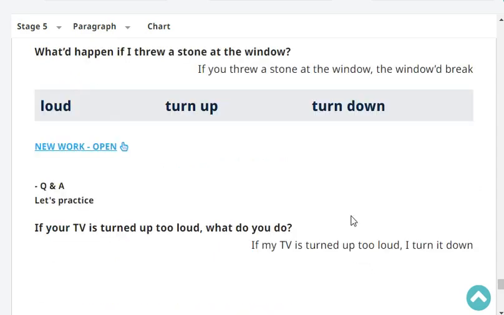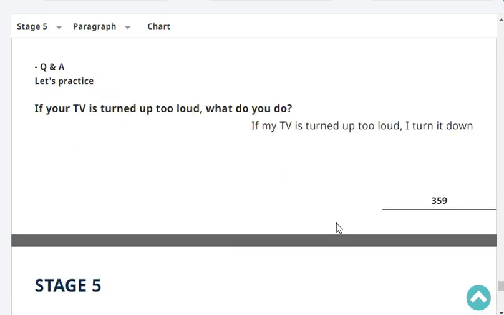If your TV is turned up too loud, what do you do? If my TV is turned up too loud, I turn it down.